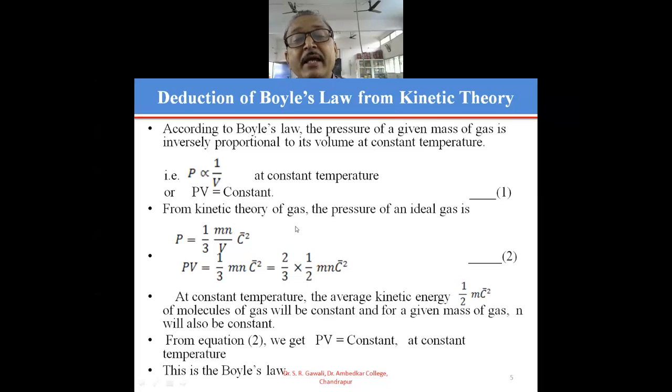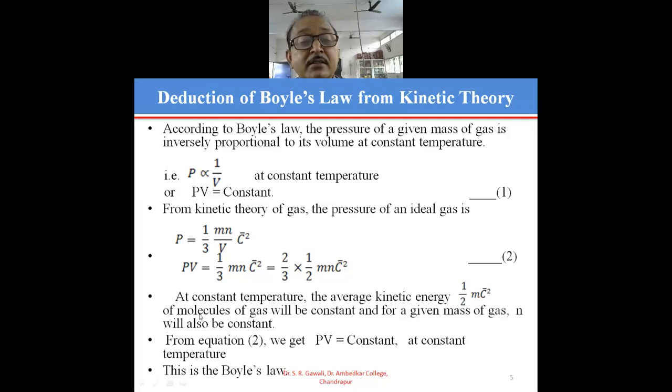From kinetic theory of gases, the pressure of an ideal gas is given by P is equal to 1 by 3 m n upon V into C bar square. From this expression we can write PV is equal to 1 by 3 m n C bar square. I will write this same expression in a different manner as 2 by 3 into 1 by 2 m n C bar square.